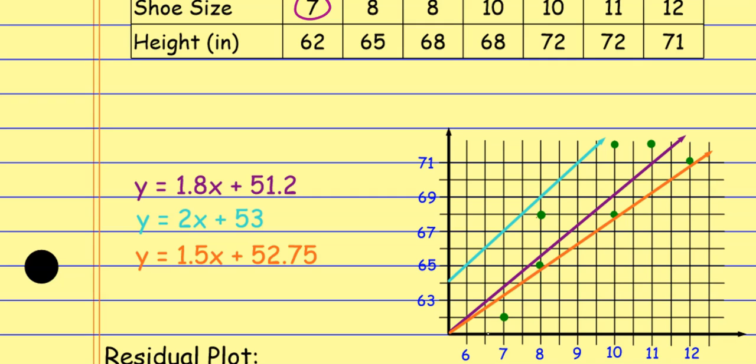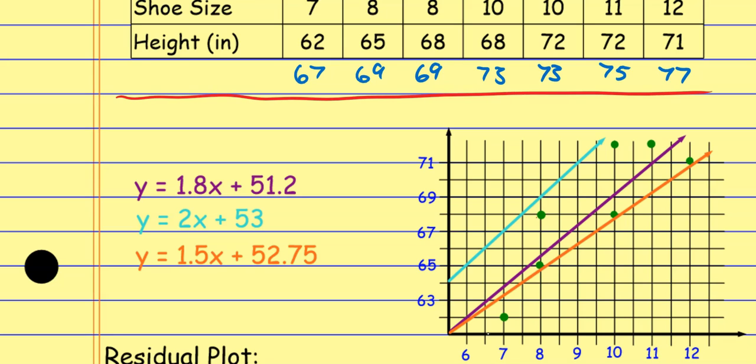the line in blue, let's see, when I plug a 7 in, I get a 67. Here I get a 69. When I plug the 10 in, I get a 73. 75, and a 77. And so once again, I'm going to subtract these. I'm going to see how far off my blue line is.